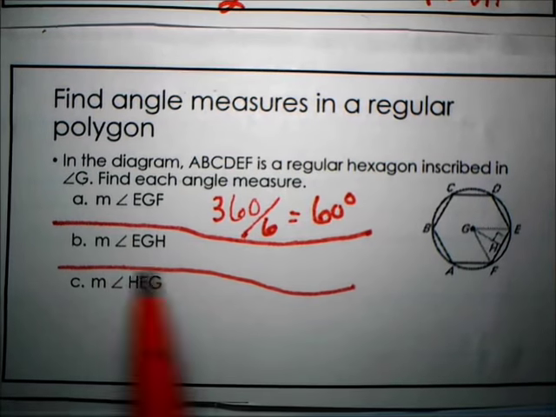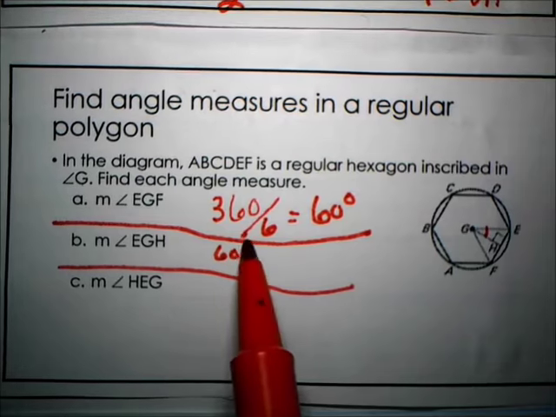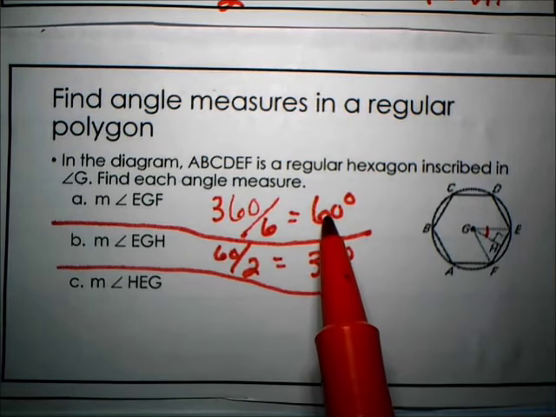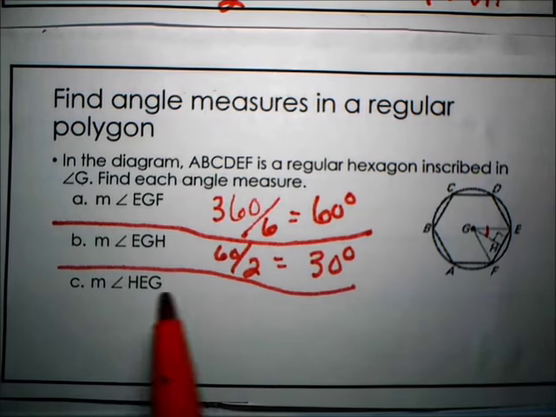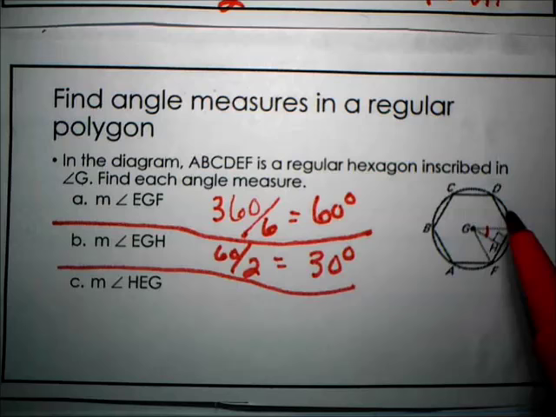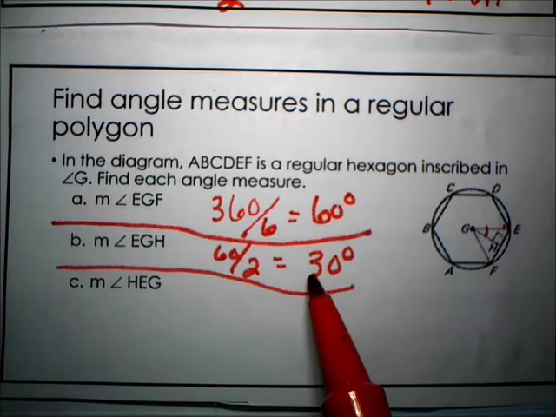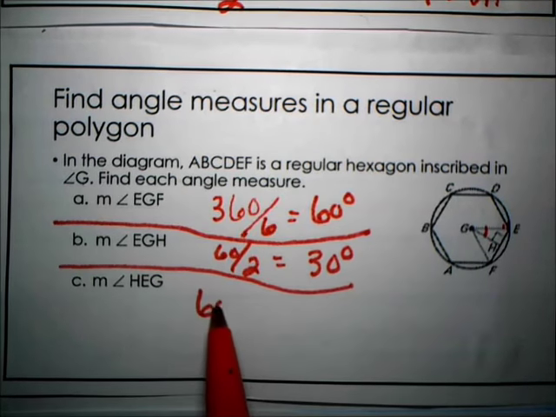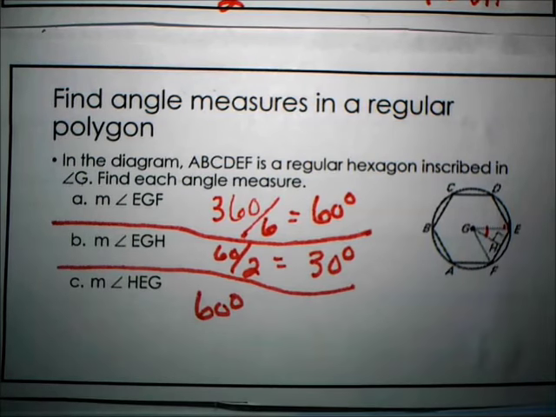The second one, EGH, is half. So you take 60 and divide by 2, which means it's 30 degrees. And then to get the other angle, HEG is the other side. Notice this is a right triangle. So if that top angle is 30 and this is 90, that means that other angle has to be 60, because this is creating a 30-60-90 triangle.